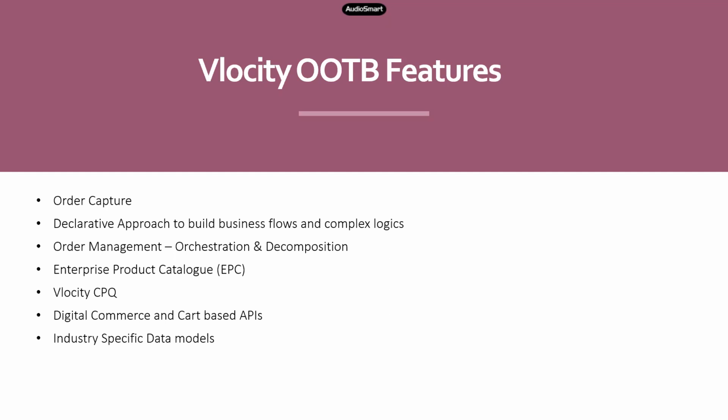That whole process is called order management, and Velocity is providing us something called orchestration and decomposition, right? These are Velocity related features. Using this, you can build a very complex backend order management process, which is very robust and dynamic, right?